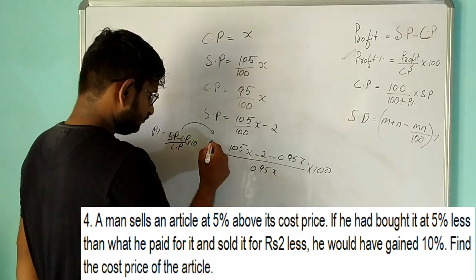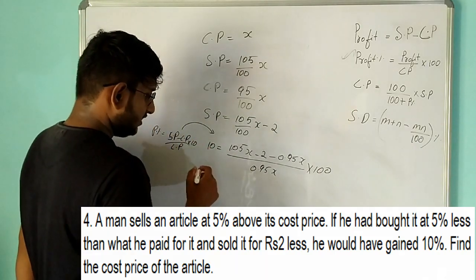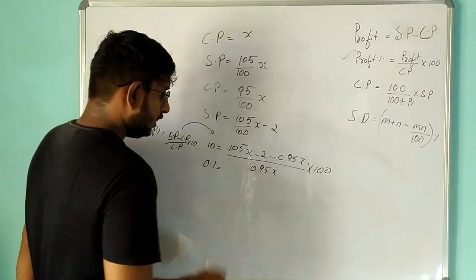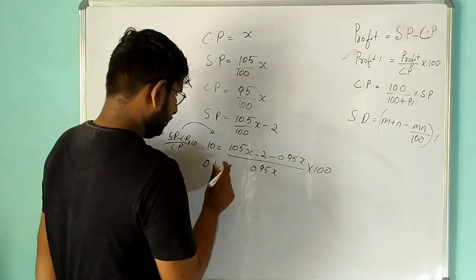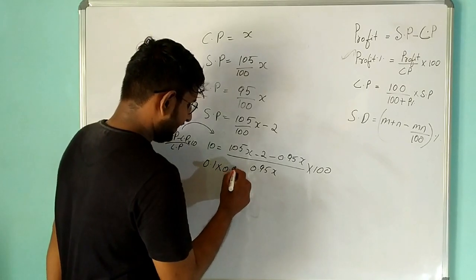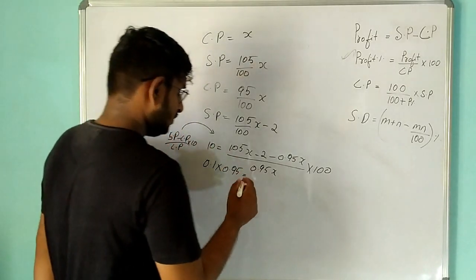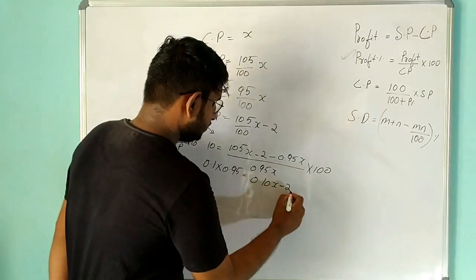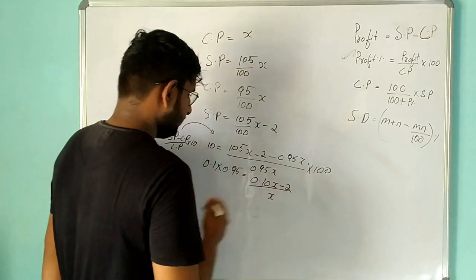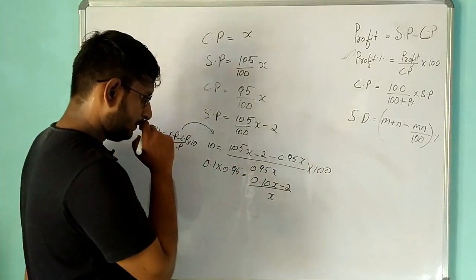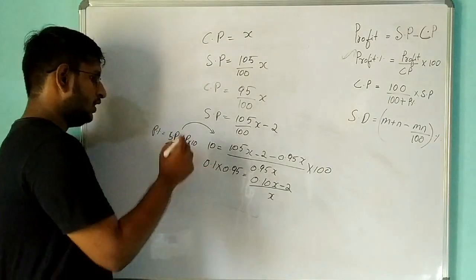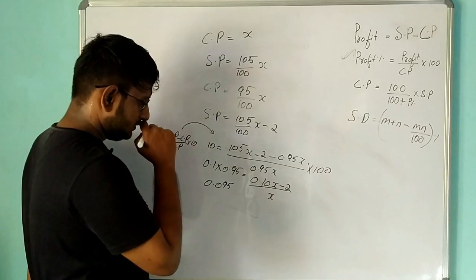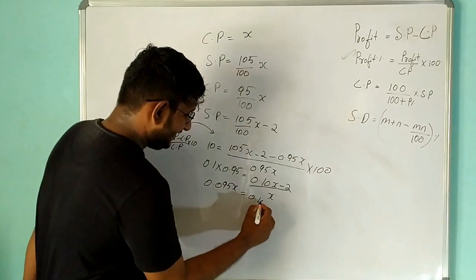So from this I can say that 0.1 into 0.95x is equal to 0.10x minus 2, taking the 100 across. If I multiply this out, I will have 0.095x is equal to 0.10x minus 2.